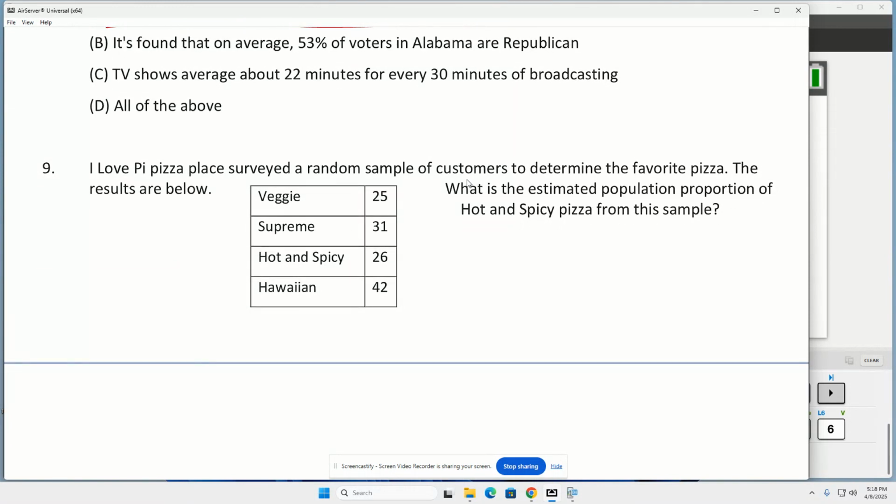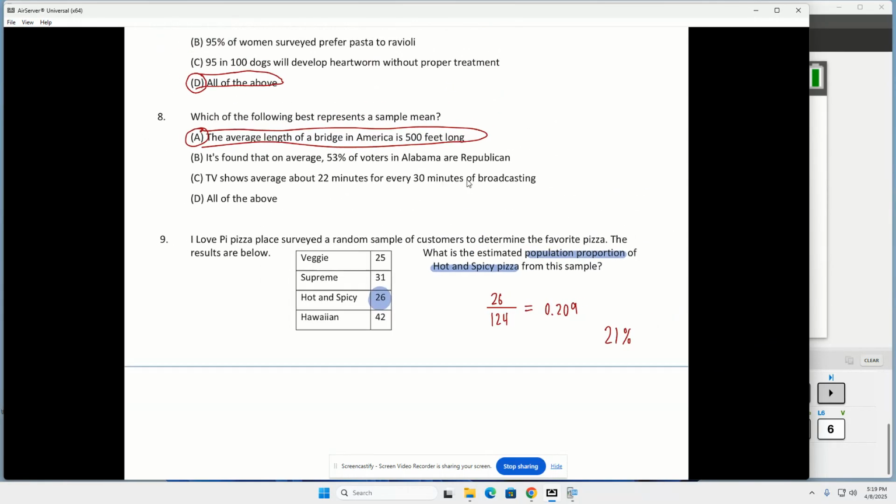And then the last one, I Love Pie Pizza, plays surveys. That's supposed to be surveys. No, it's right. A random sample of customers to determine their favorite pizza. Now, if you keep looking, you can see all the data. It wants to know the population proportion of hot and spicy pizza. So hot and spicy pizza is right there. It's 26. So that's my top number, 26, out of the total. So you're going to accumulate those, and that total is 124. So we're going to divide that. If you divide that, that's approximately 0.209. So we're going to say it's about 21%. About 21% prefer hot and spicy pizza. So there you have it.